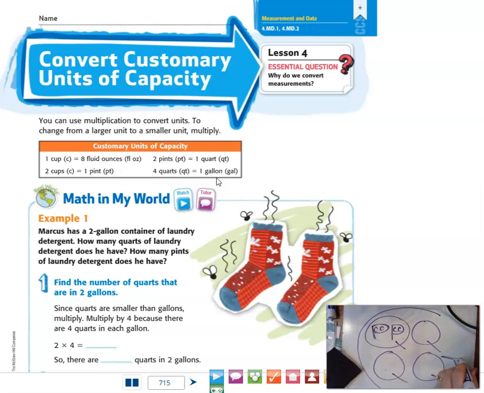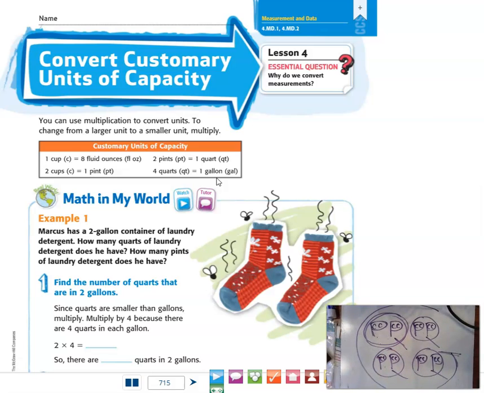I'm not quite sure what the gallon represents. I'm going to have to think about that. But each queen in the kingdom has 2 princesses, and each princess has 2 cats. And hopefully that little visual can help you convert.